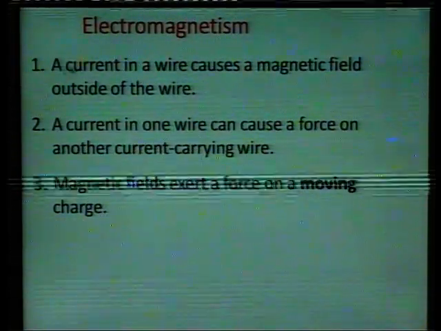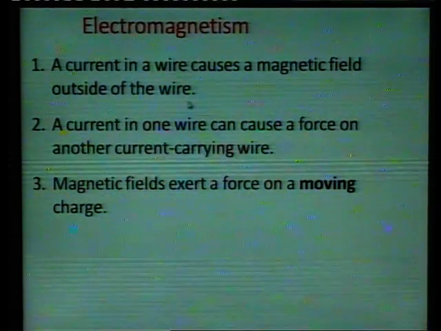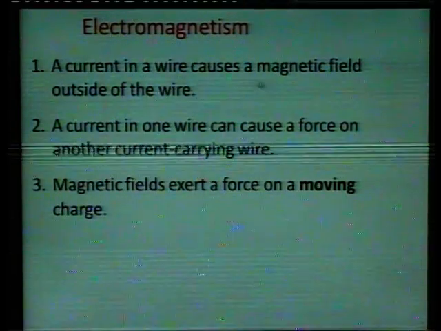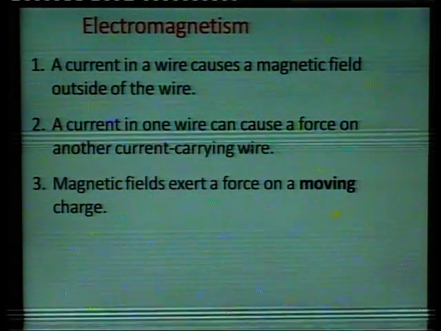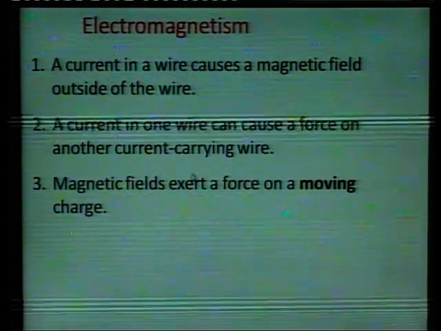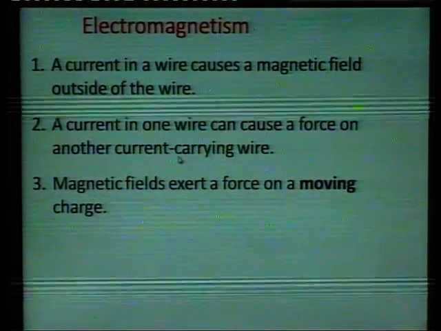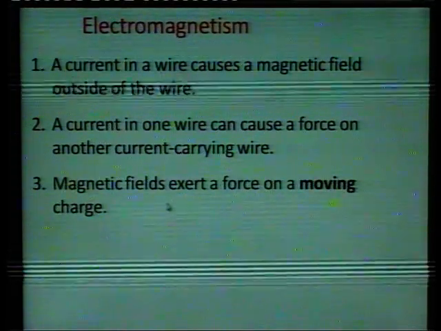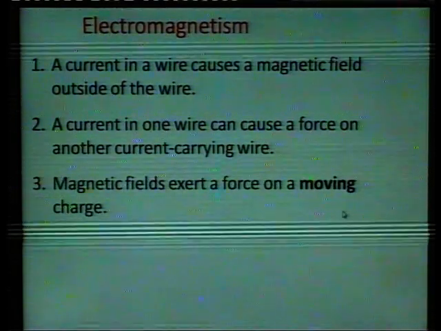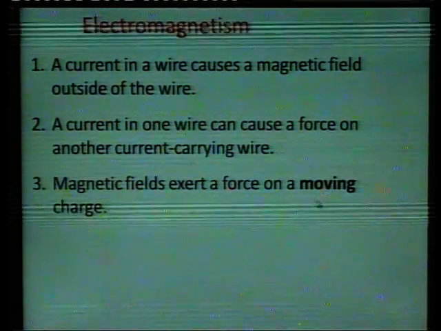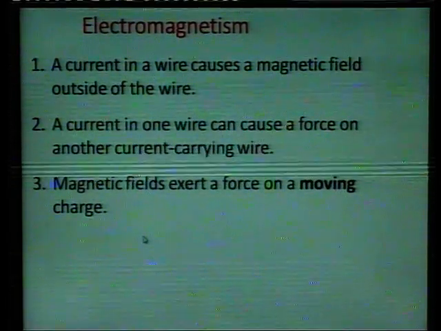So what is electromagnetism? A current in a wire causes a magnetic field outside of the wire. A current carrying wire has a magnetic field around it. A current in one wire can cause a force on another current carrying wire, so two current carrying conductors exert force on each other. Magnetic fields exert a force on a moving charge. So if a moving charge or a current carrying conductor is placed in the magnetic field of a magnet, it will also experience a force.